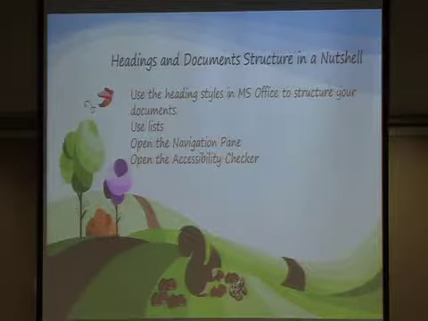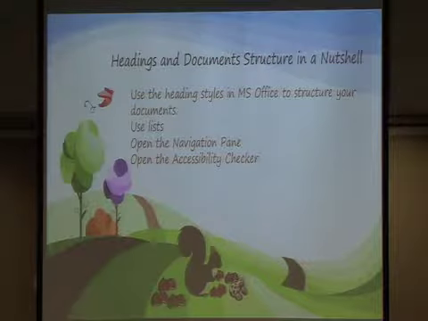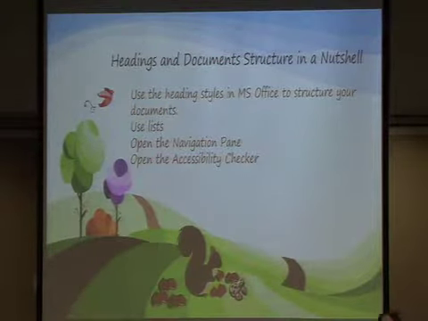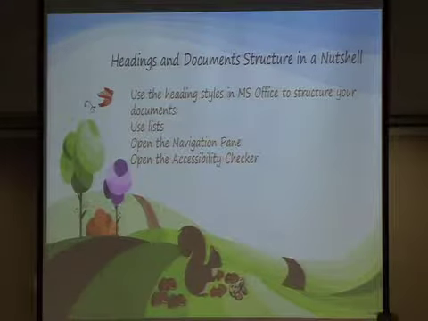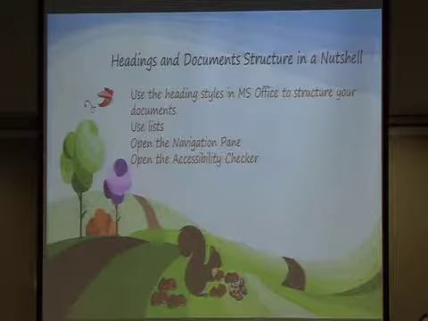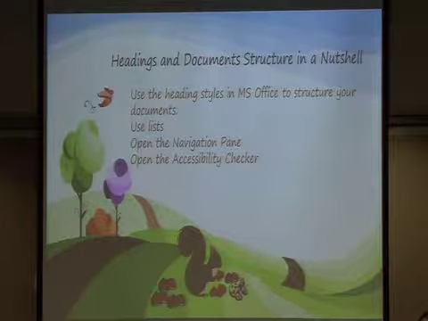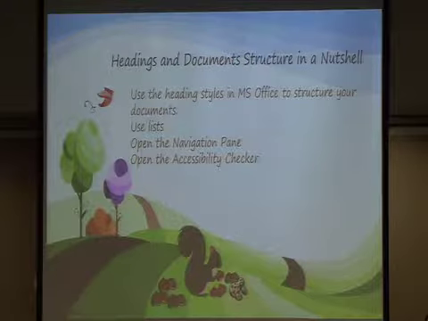So the headings and styles in a nutshell, make sure that you use them. Also use Word's built-in tools, the numbered lists, the bulleted lists, instead of typing in your own numbers, that kind of thing. And my biggest tip, honestly, is to just keep the navigation pane and the accessibility checker open at all times. Yes? How do you get to the accessibility checker? File, information, check for issues, and underneath that button, check for accessibility.